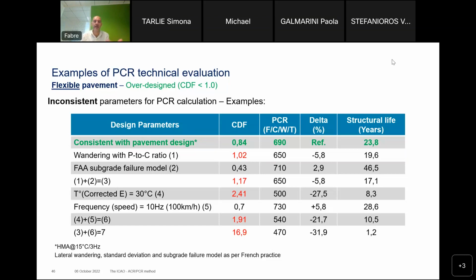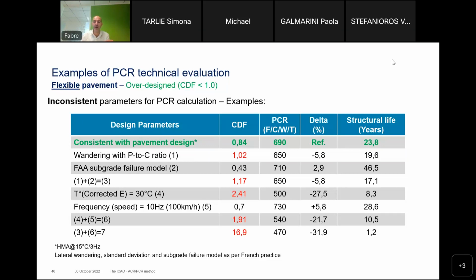So then we modify only the subgrade failure model. So we replace the French subgrade failure model by the FAA, and the CDF is almost divided by two, which leads to a higher PCR value and a theoretical structural life which is significantly higher. And we combine both parameters, so the way of calculating the wandering and the subgrade failure model, you arrive at a CDF of 1.17, a PCR of 650, and a reduced structural life compared to the initial pavement design life.